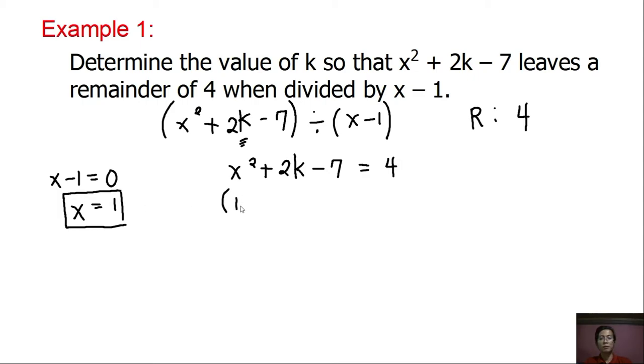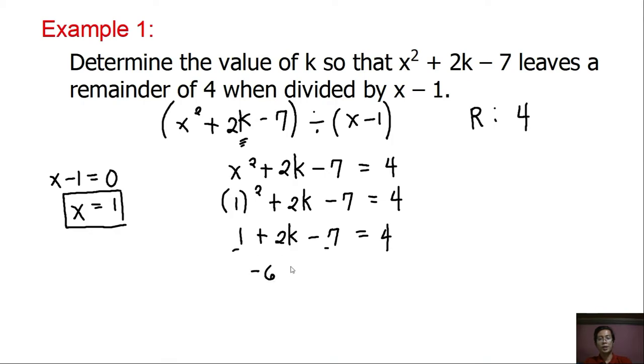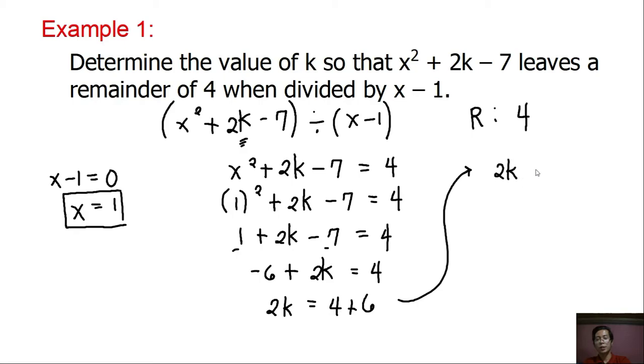Substitute, so you have 1 squared plus 2k minus 7 is equal to 4. 1 squared is equal to 1 plus 2k minus 7 is equal to 4. So 1 minus 7 is equal to negative 6 plus 2k is equal to 4. Transpose negative 6, so you have 2k is equal to 4 plus 6. So, nilipat lang natin si negative 6 sa kabila. Next, 2k is now equal to 4 plus 6 is equal to 10.